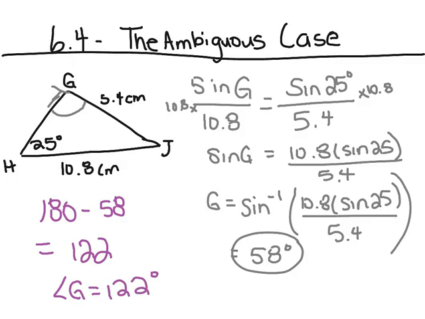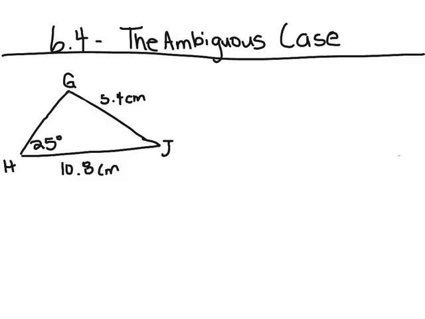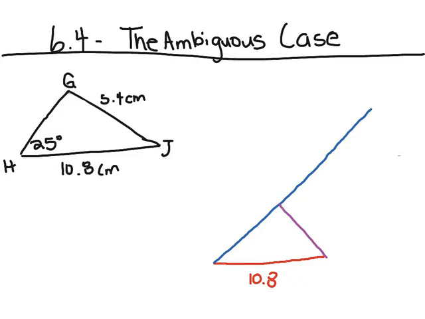You can also draw another triangle. So if we take this same triangle, we know that this side from H to J has to be 10.8 centimeters. And we know that it makes a 25-degree angle here. What we don't know is how long this side is. So we're just going to extend that all the way. And we know that 5.4 is right here. So this is 5.4.